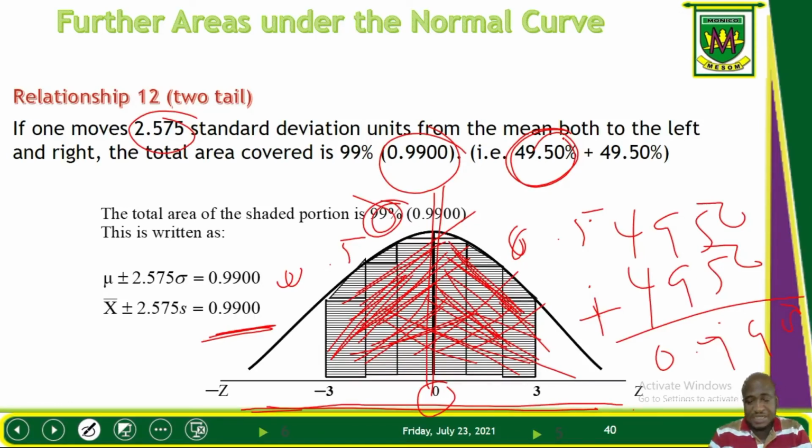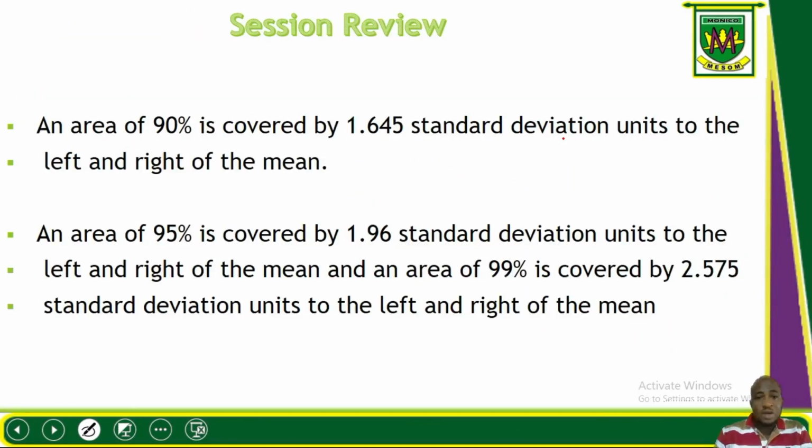Okay, thank you for listening. Now let's go to the last slide, which is the session review. We learned that an area of 90% is covered by 1.645 standard deviation units to the left and to the right of the mean. We've also learned how to search for the values for both the one-tailed and two-tailed standard deviation units. An area of 95% is covered by 1.96 standard deviation units to the left and to the right of the mean, and the area of 99% is covered.